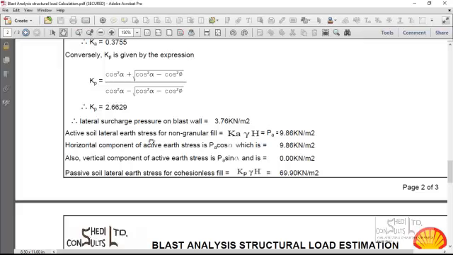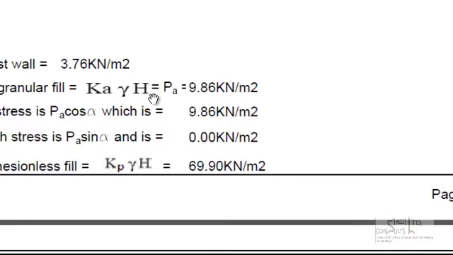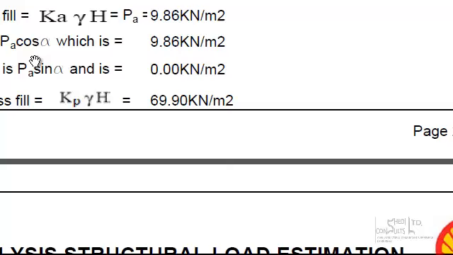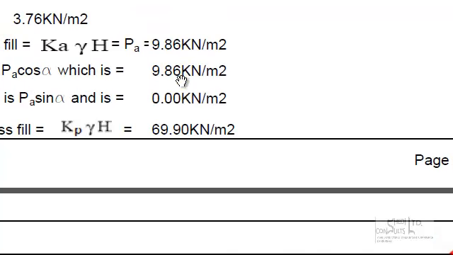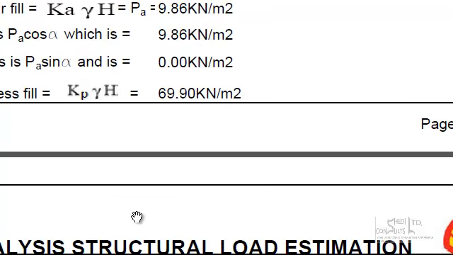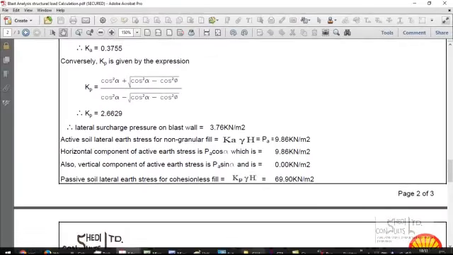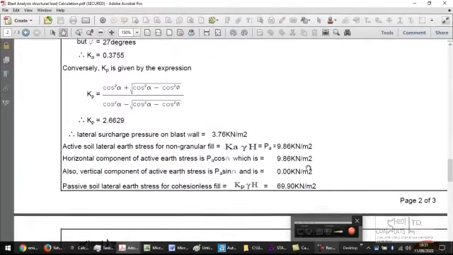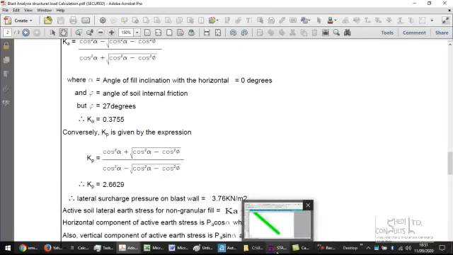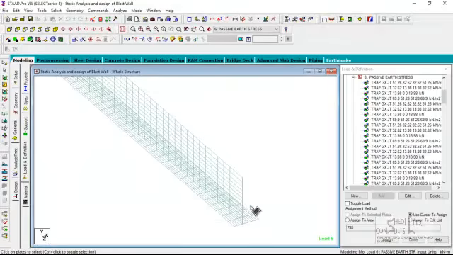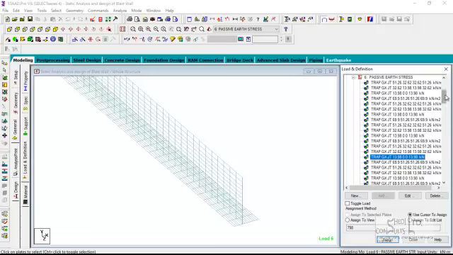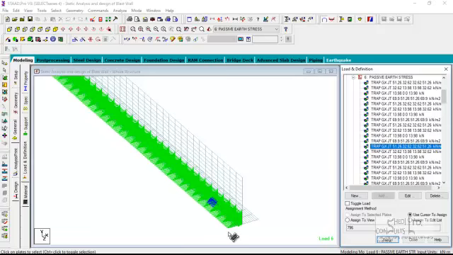So the active earth soil lateral stress for a granular fill, this is the expression, and the horizontal component of that is what you get to see as this. This is the passive earth stress for a cohesionless fill. It is 69.9, so that's the maximum passive earth stress, because it varies from 0 at the soil surface to that value. So this is what we get to see for the passive earth stress.